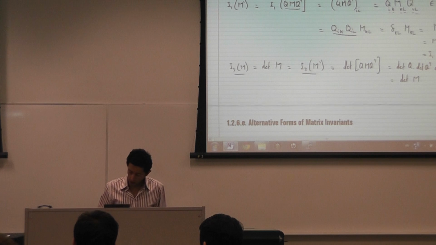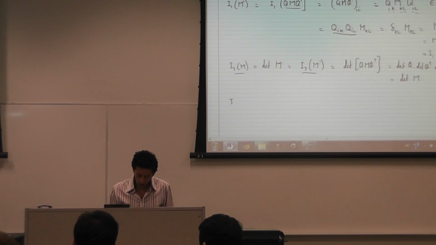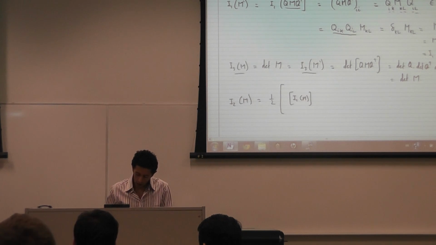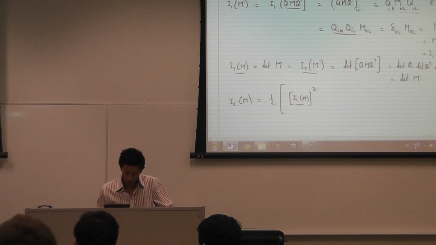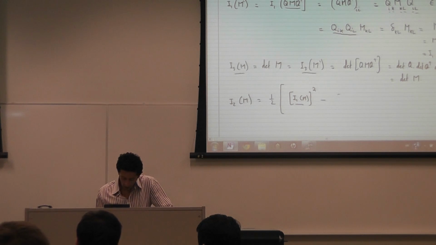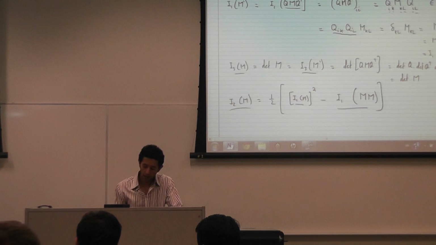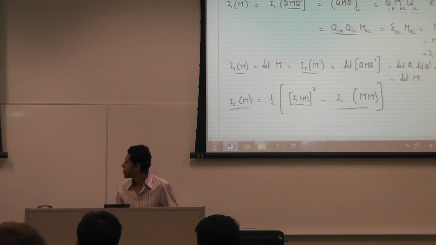The second invariant is equal to half of I1, the first invariant of m, squared, which is already invariant, minus I1 of the matrix that's equal to m multiplied by m. And since this is invariant and this is invariant, this will be invariant as well.